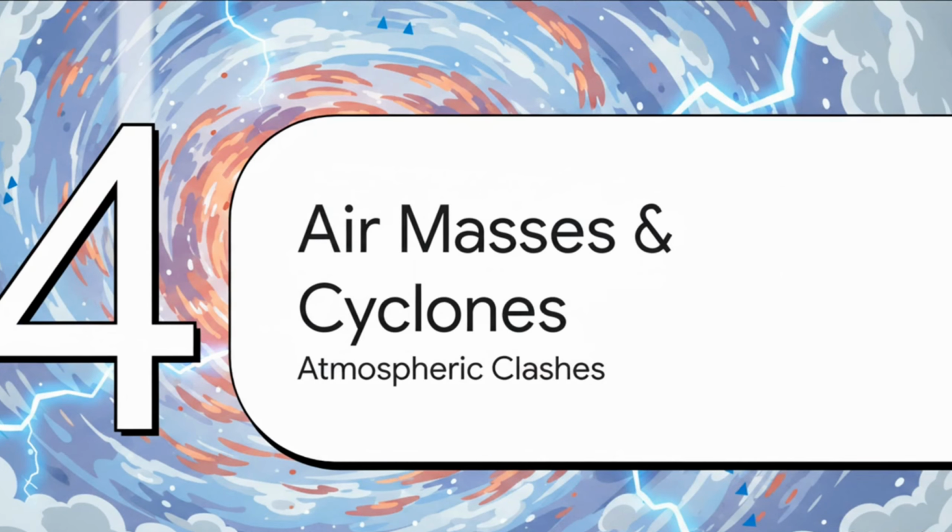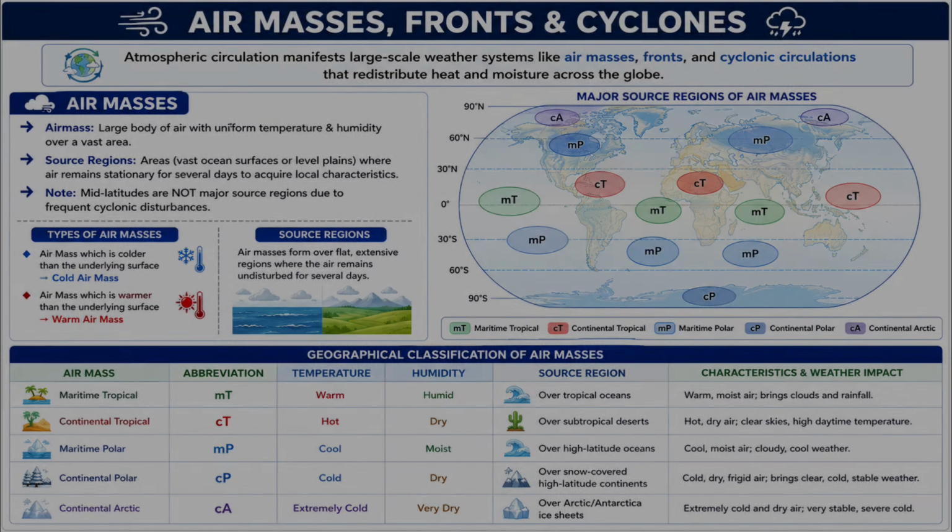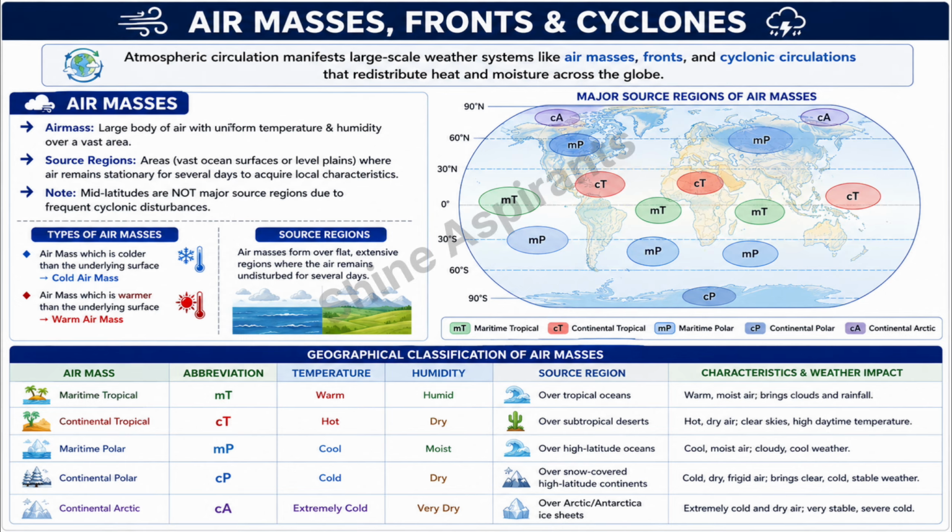Section 4. Air masses and cyclones. Air masses, fronts and cyclones. Air masses. Definition: large body of air with uniform temperature and humidity over a vast area. Source regions: areas where air remains stationary for several days to acquire local characteristics, vast ocean surfaces or level plains. Keynote: mid-latitudes are not major source regions due to frequent cyclonic disturbances.